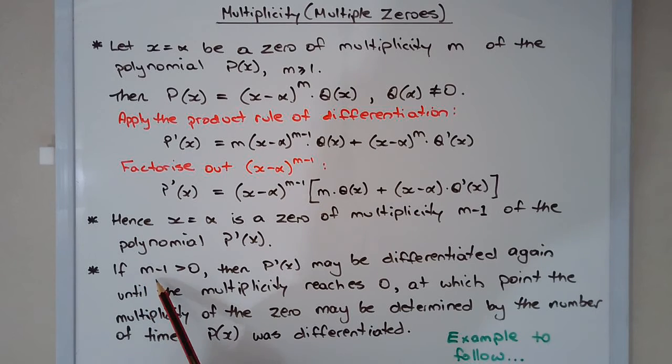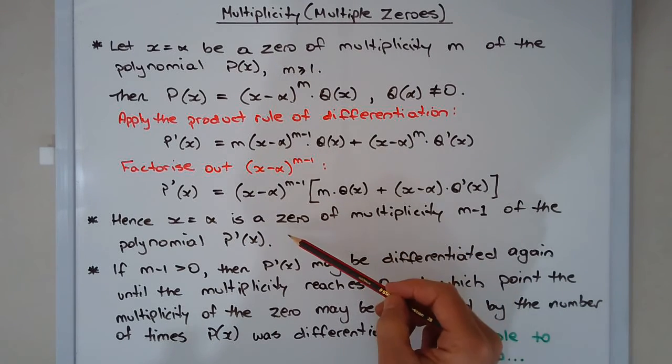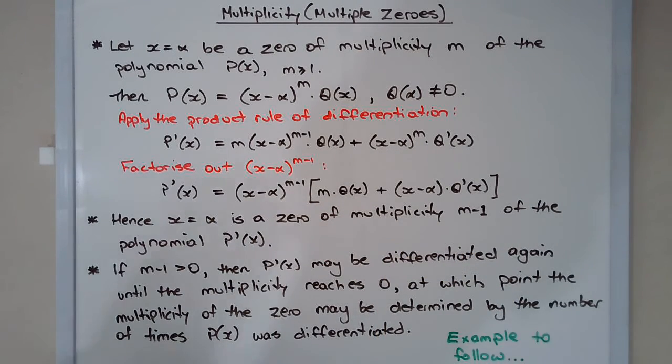If m minus 1 is greater than 0, then p dash of x may be differentiated again until the multiplicity reaches 0, at which point the multiplicity of the zero may be determined by the number of times p of x was differentiated. So every time we differentiate p of x, and then find the second derivative and possibly a third or fourth derivative, the multiplicity drops by 1. And when it reaches 0, we've hit an end point, at which point we can count the number of times we differentiated, and from that we can determine the multiplicity of that zero.